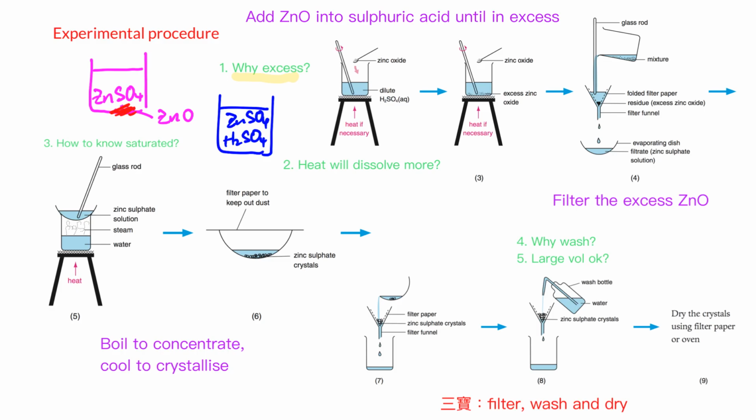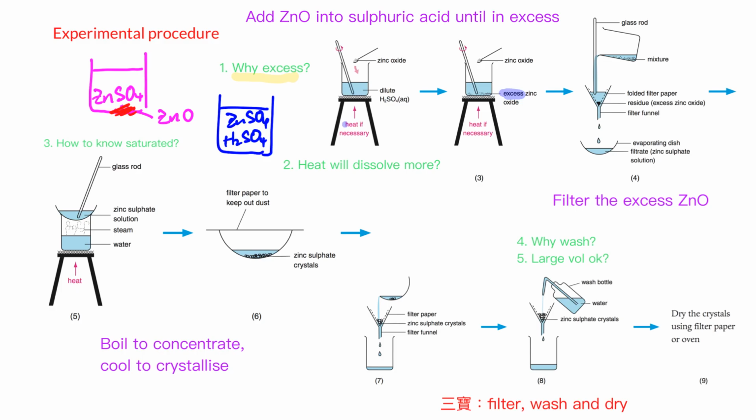So therefore, we don't want sulfuric acid to contaminate our salt. We would like to make sure all the acid has been reacted. So in this case, we'll add excess zinc oxide into it. How can I know that it will be in excess? If we see that there is some undissolved zinc oxide left at the bottom of the beaker, that means it is in excess already.